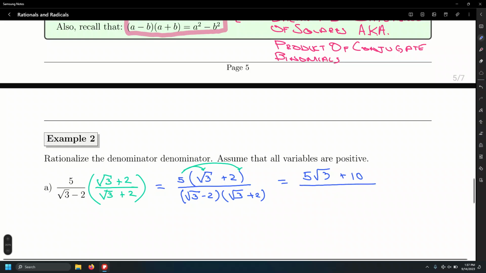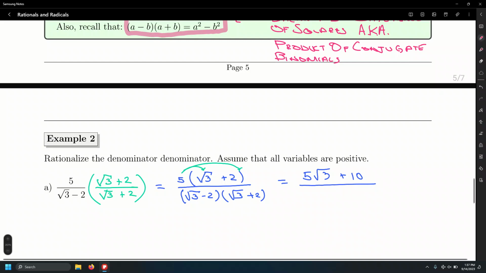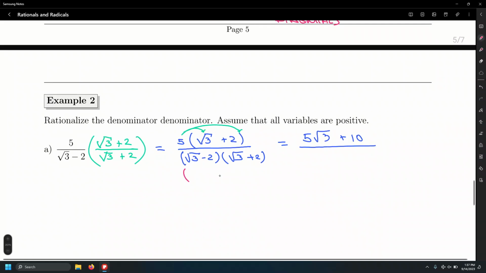And in the denominator, notice the form. Let me write it with a different color below each factor here. That is A minus B, A plus B. That means this is going to look like A quantity squared minus B quantity squared. So that's going to be the square root of 3 quantity squared, and then minus the other term B, which in this case is 2 quantity squared.